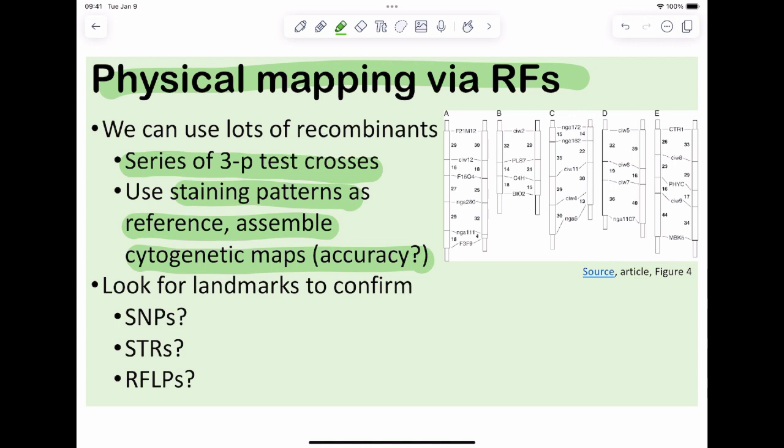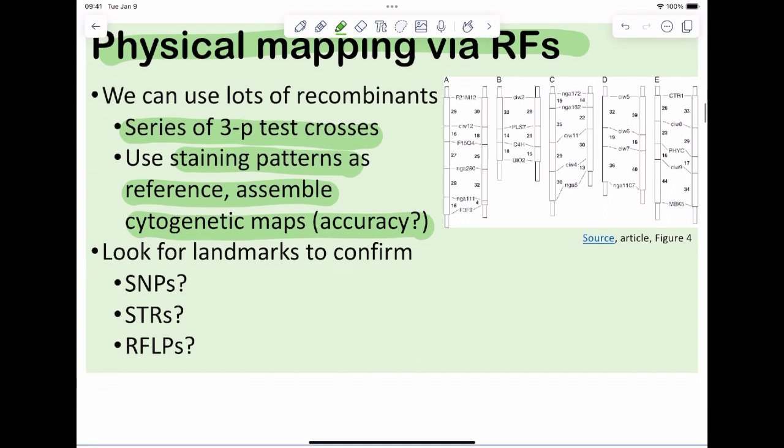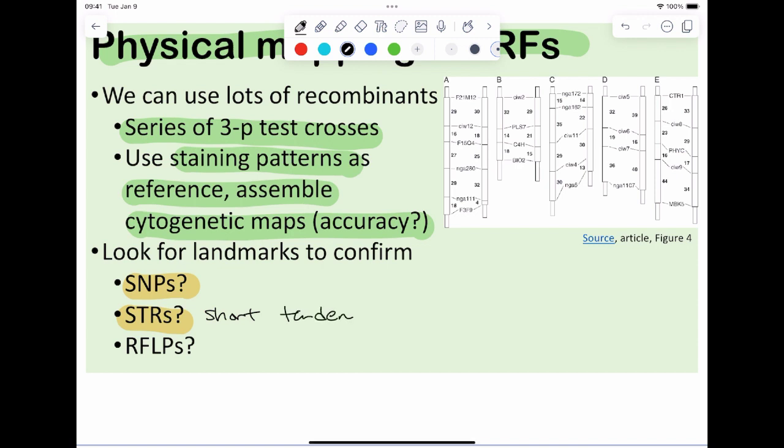In order to help us fact check these things, we could also look for other bits and pieces, genetic pieces of code that don't necessarily manifest easily in a three-point test cross. Those things we have not talked about, although in lab you have. Namely, we can look for SNPs, and we can see how certain SNPs might link to particular traits. We can look for a thing called STRs. Short has a T, tandem repeats.